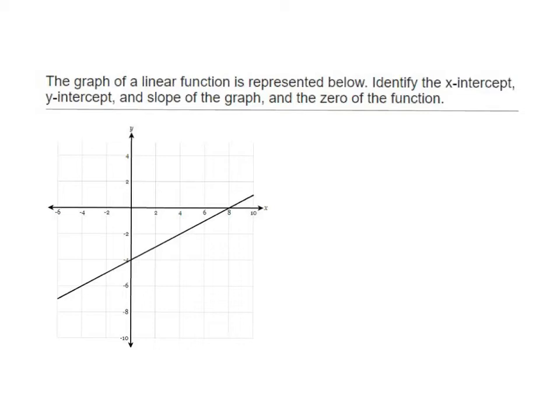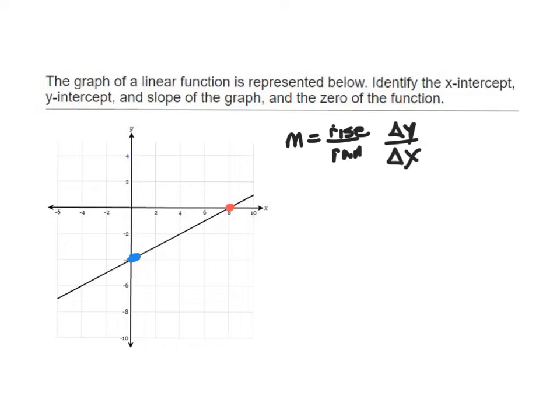let's remember some things here. The x-intercept is where the graph crosses the x-axis. The y-intercept is where the graph crosses the y-axis. If you want to find the slope, it is the difference in the y's and the difference in the x's. We also think of slope as being equal to the rise over the run, or we could call it the change in y over the change in x.